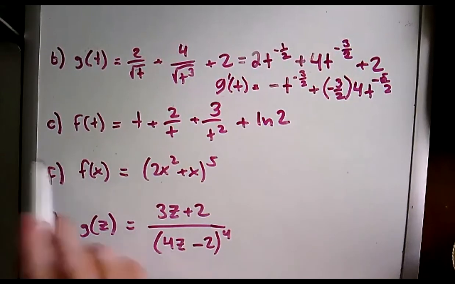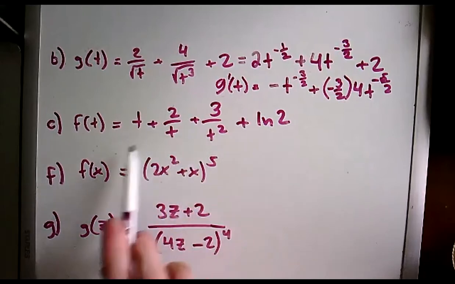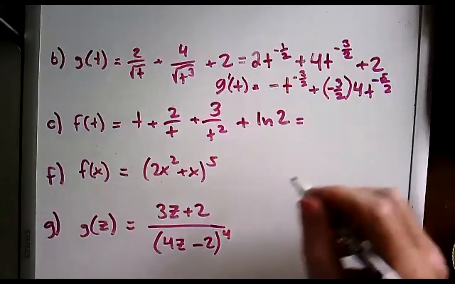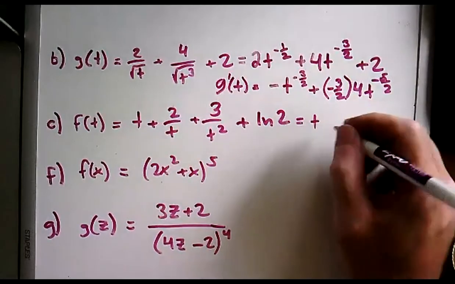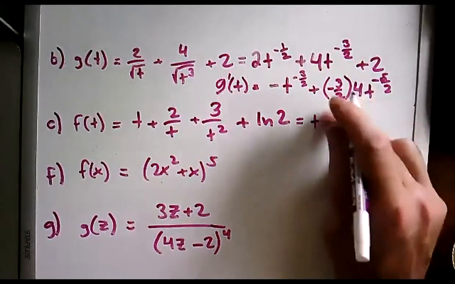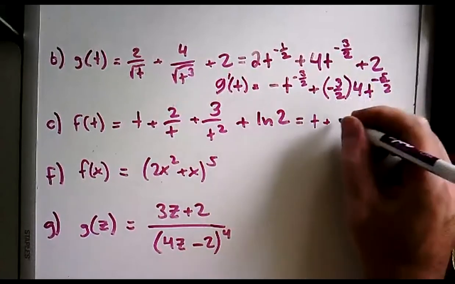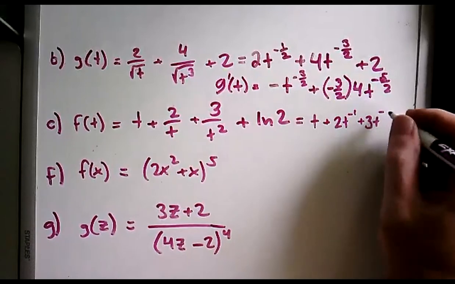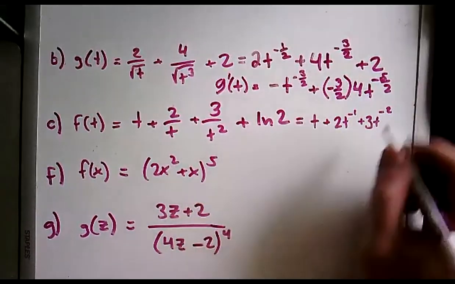All right, problem C. Okay, so again, similar strategy. I'm going to rewrite all my t's using exponents. So we'll just say that this is t plus 2t to the negative first plus 3t to the negative second plus ln 2.